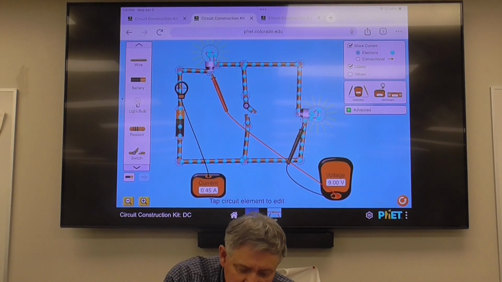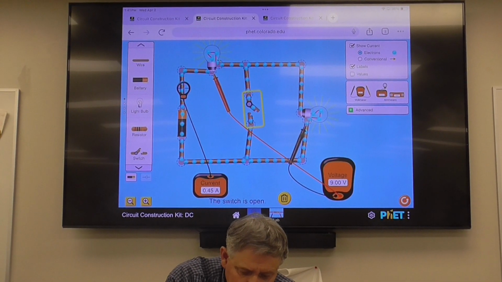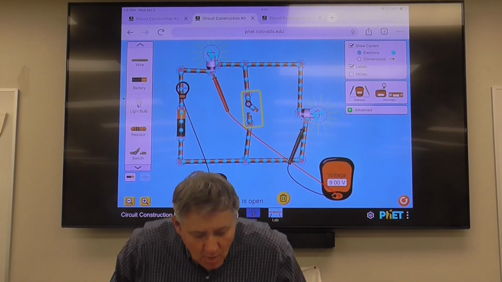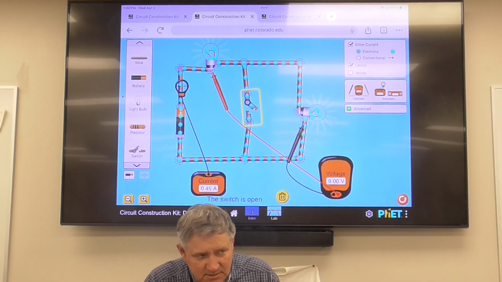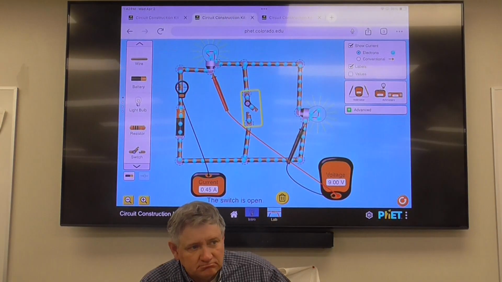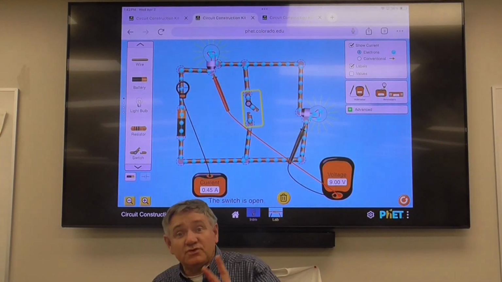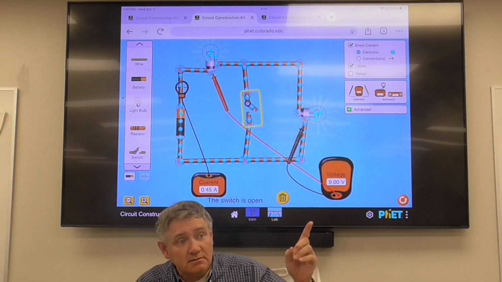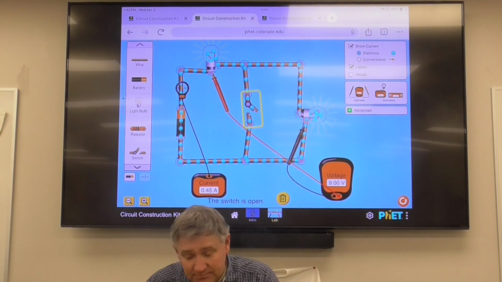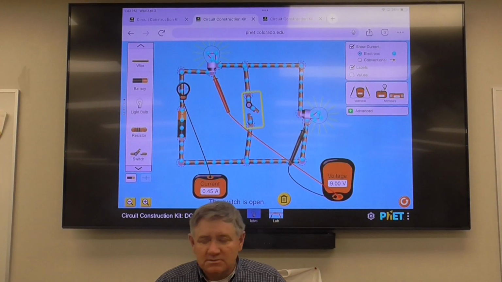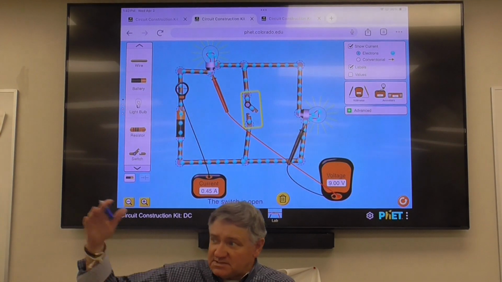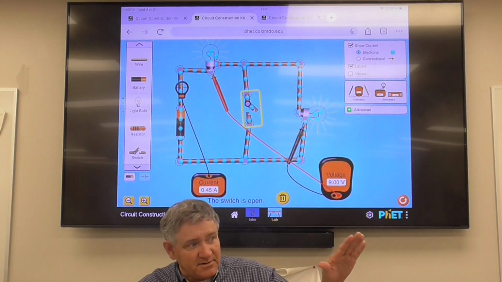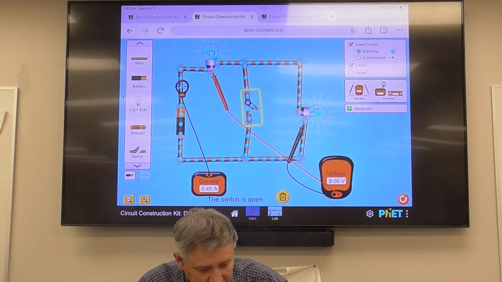When I closed, let me close that back up. When I open that, what's going to happen to the total resistance in the system? It'll increase because you have two bulbs that are in series. Okay, two bulbs are in series, so my total resistance will go up. So as my resistance goes up with the same voltage, my current has to go down.